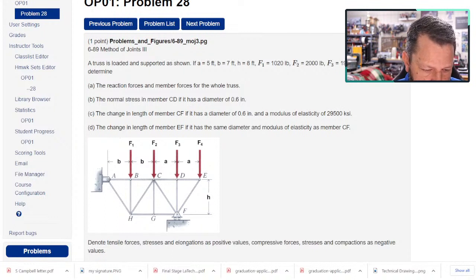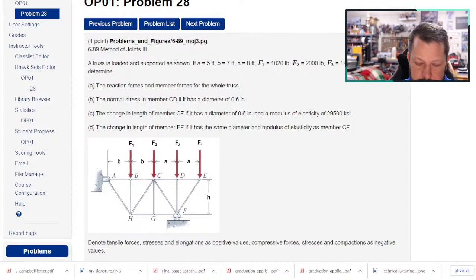Then I've got F1, 2, 3, and 4, and they're all different. So 10, 20 pounds, 2,000 pounds, 1980 pounds, and 1,100 pounds. Okay.